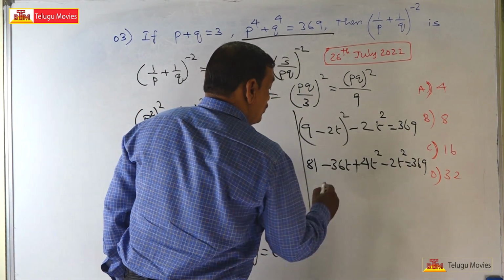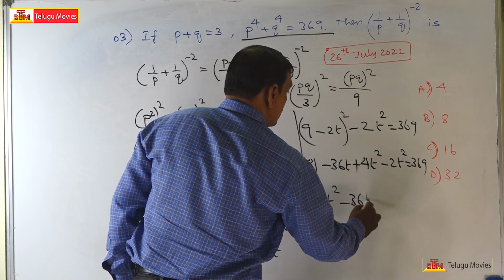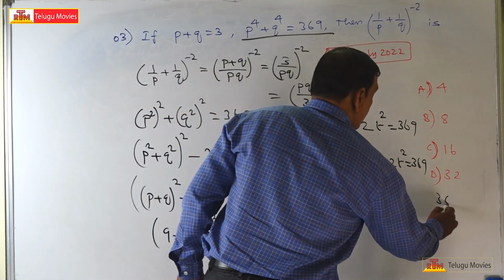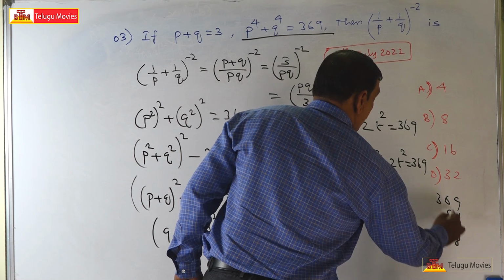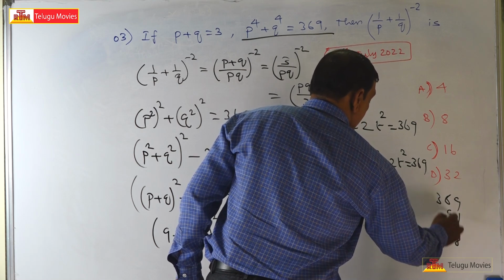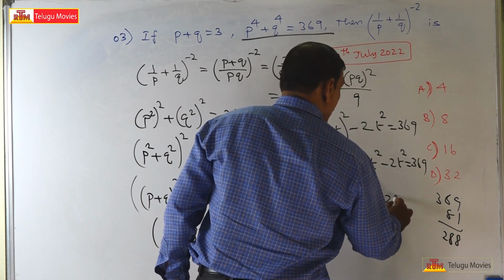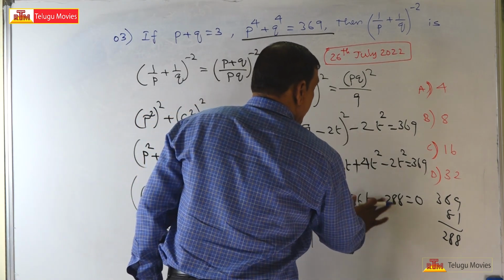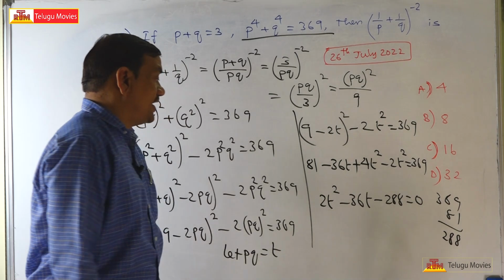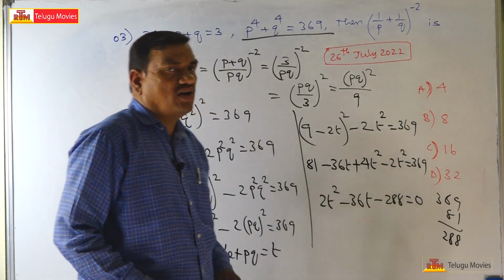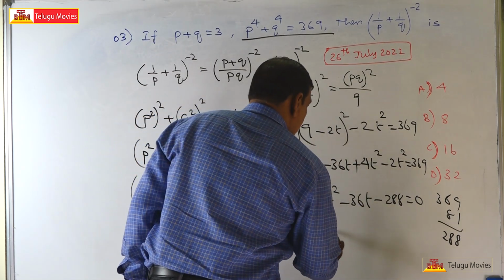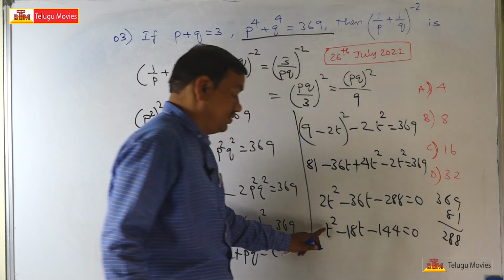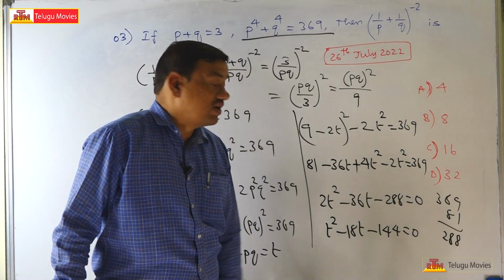Okay now. So 4T square minus 2T square is equal to 2T square minus 36. Bring 36 to the left hand side. So this is equal to 36 minus 81, which is 8, this is equal to 16, 8, so this is 2T square minus 288 is equal to 0. Okay now, if you take this side, you will get minus here. 2, 36, 288, all are multiples of 2, you can divide with 2. So this is equal to T square minus 18T minus 144 is equal to 0.